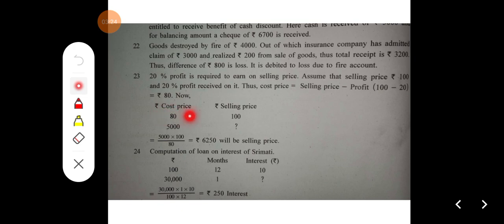If the cost price is rupees 80, its selling price is 100, with 20% profit on selling price. Now what if the cost price of goods is 5000? What is its selling price? You simply cross multiply these two and you obtain the answer.